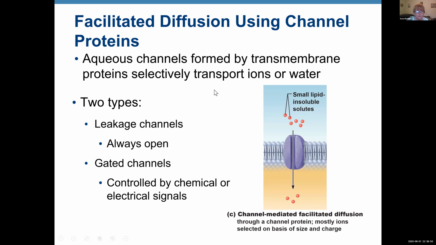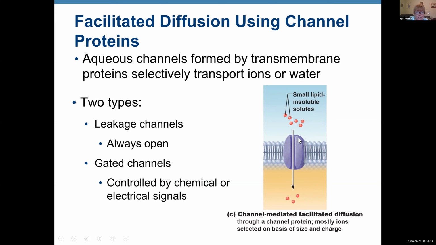Now, this is an example of facilitated diffusion using channel proteins. The first was with carrier proteins. Channel proteins do not change their shape. They're just like little doors. These can be always open, always allowing small lipid insoluble molecules to move down their concentration gradient, and then we call them leakage channels, or they can be gated.